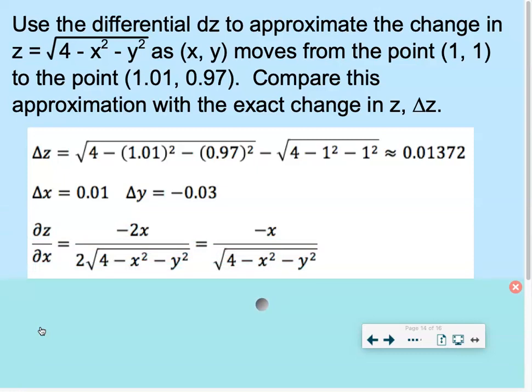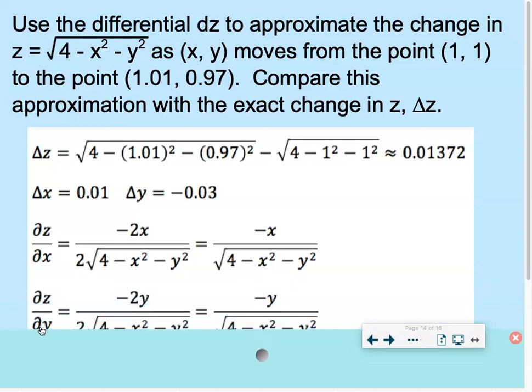All right, so partial x. Had to do a little chain rule stuff. So I got negative x over the square root of 4 minus x squared minus y squared. Is that what you guys got? Good. Partial y should be exactly the same, right? All right, so you've got your partial x, you have your partial y.